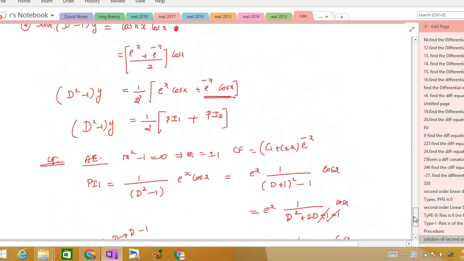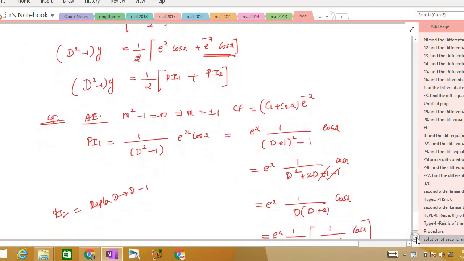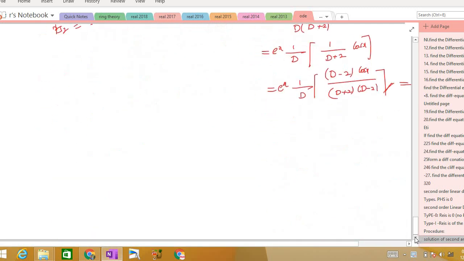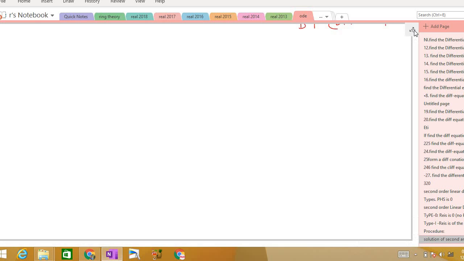Actually, in type 4 we have solved 6 problems. We are going to solve more problems on type 4 because it's very important from a UPSC point of view. So you can expect a question from this type every year. So we're going to solve the 7th problem, right? Yeah. So 6 problems we have solved only on type 4. So now we'll move on to the 7th problem.